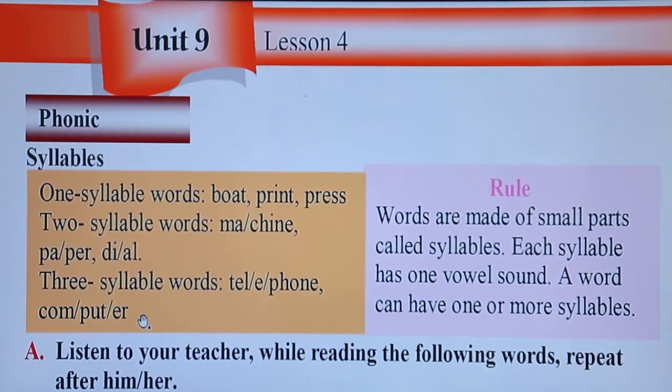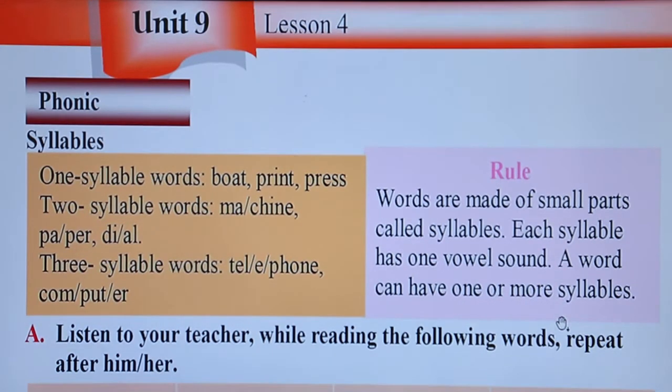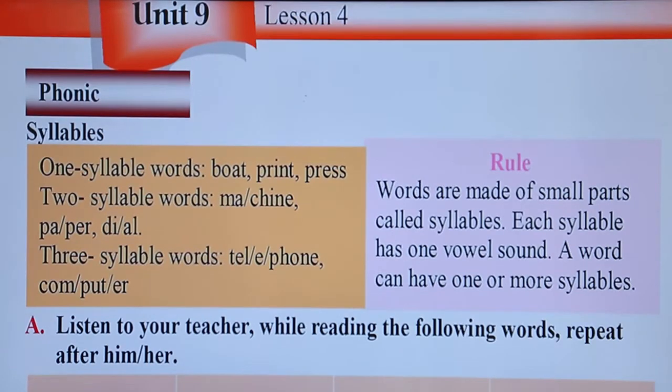3 syllables. Rule. Words are made of small parts called syllables. کلمات از بخش کوچک یا خردی تشکیل میشن که نامش هست syllables یا هجا بدری. Each syllable has 1 vowel sound. هر سلاب یا هر بخش و هجای ما یک صدای واول داره. A word can have one or more syllables. یک لغت میتونه یک یا بیشتر از یک دانه سلابل یا هجا داشته باشه.